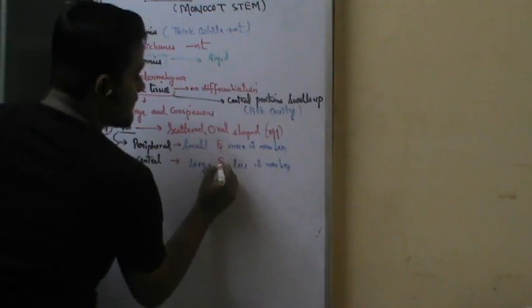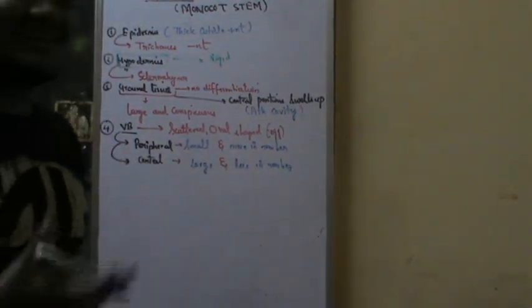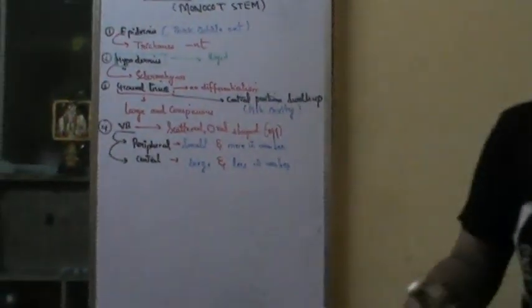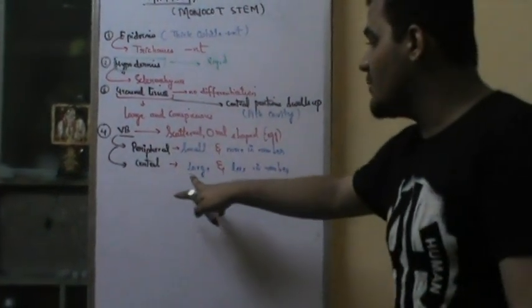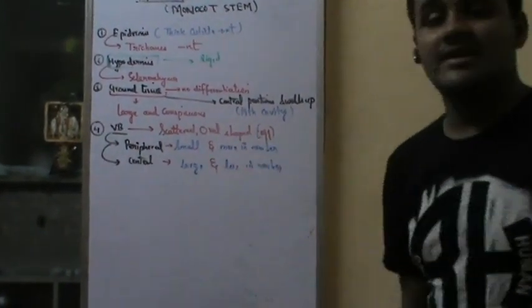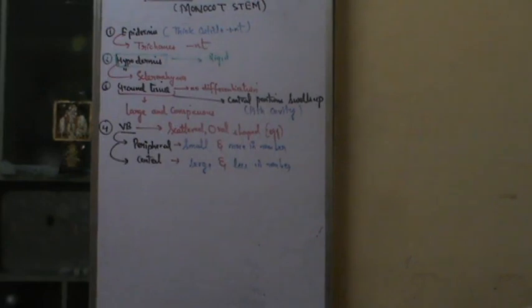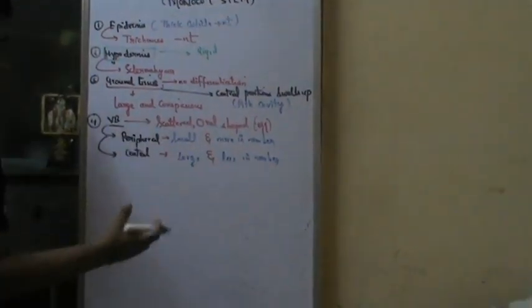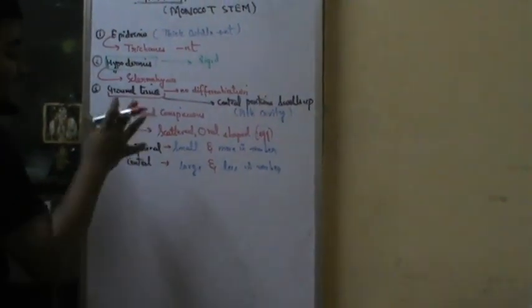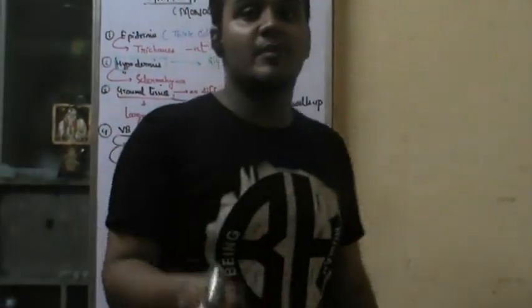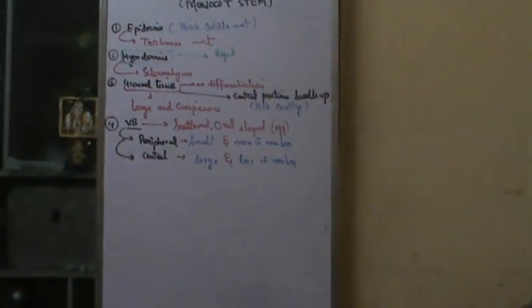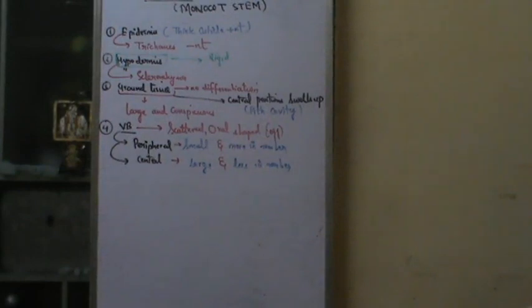Okay? So the peripheral vascular bundles are small and more in number, whereas the central vascular bundles are large and less in number. Okay? So these are some points that we must know. Hamesha rakhna bache, each vascular bundle, agar tu diagram dekhoge dhyan se, the vascular bundle is surrounded by sclerenchyma sheath. That is going to be very important. The vascular bundle is surrounded by sclerenchyma sheath, bundle sheath, okay.